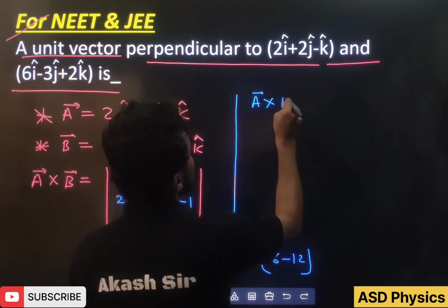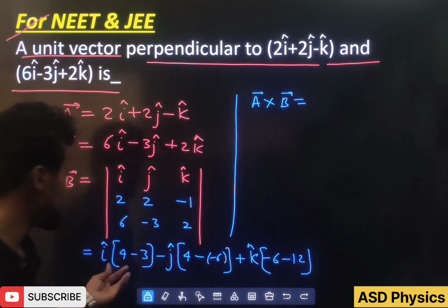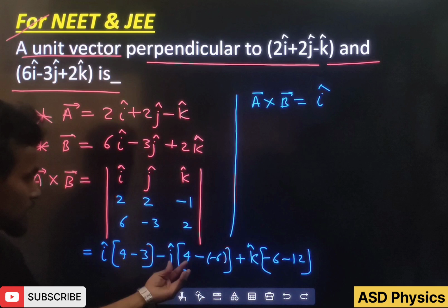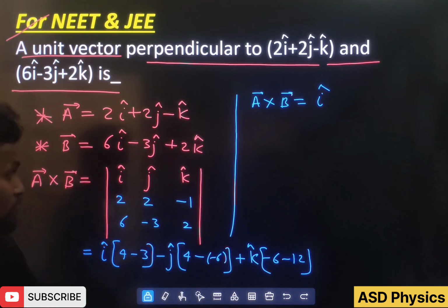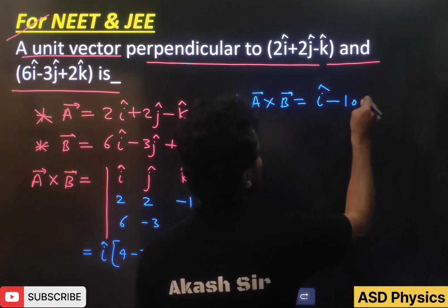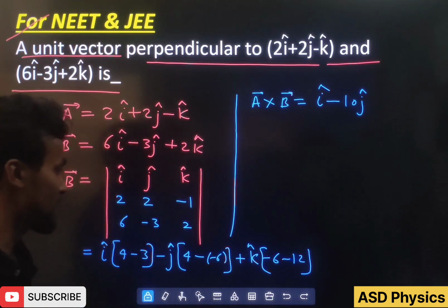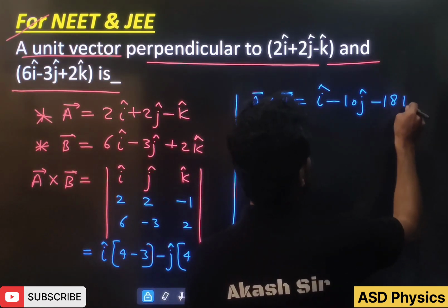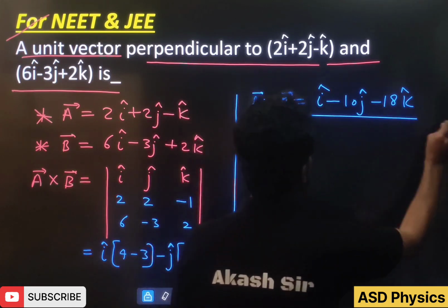That means we can write this A cross B. Simplify: 4 minus 3 is 1, that means i cap. Here 4 minus 6, that means 6 plus 4, 10, so minus 10 j cap. And after that, minus 6 minus 12, minus 18, so minus 18 k cap. Now this one we have got.